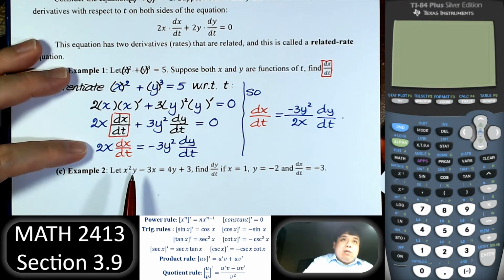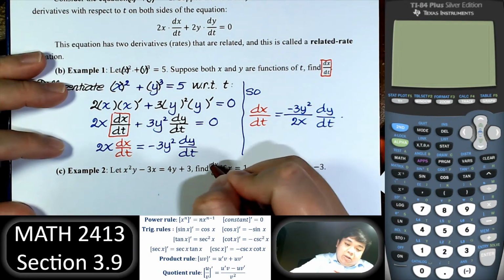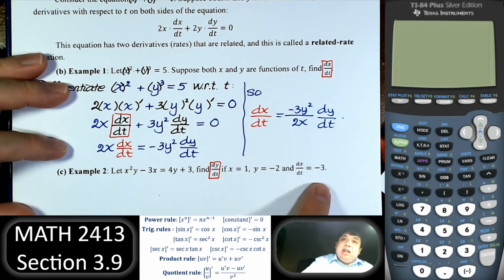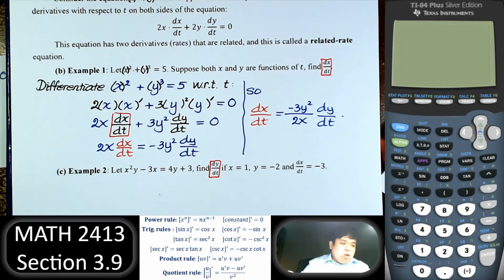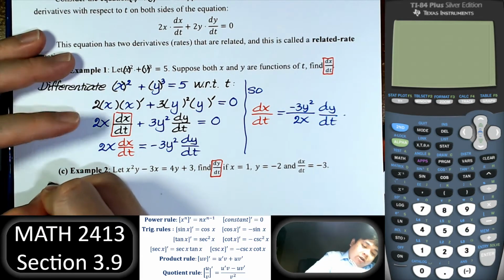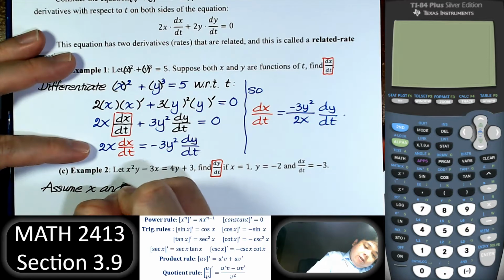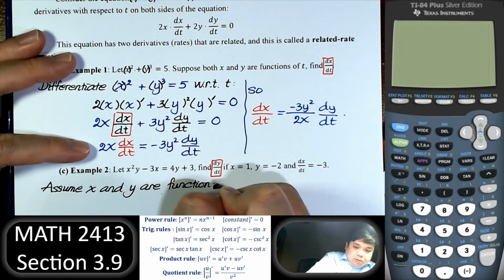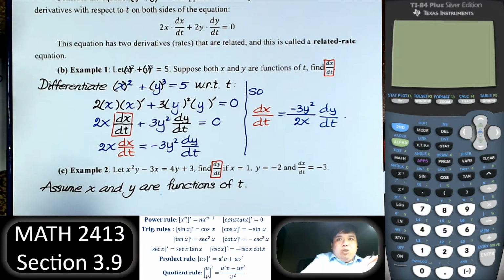Let x squared times y minus 3x equal 4y plus 3, find dy over dt. So we know for sure y is a function of t, and we are given this information. Again, dx over dt, so for sure we know x is a function of t as well. So in this case we can say x is a function of t, y is a function of t, or we just say assume x and y are functions of t. And now we differentiate everything with respect to t.